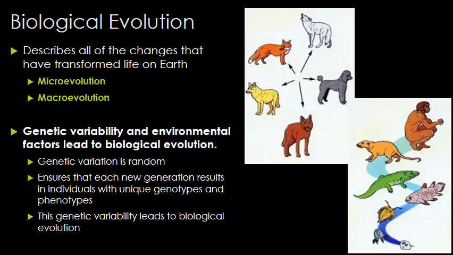Evolution describes all of the changes that have transformed life on Earth, starting from the most basic early beginnings to the wide diversity of life that we see today. Overall, there's two major categories: microevolution, which is a small scale affecting a single population, and macroevolution, which is a large scale affecting change in species across populations. Today we're going to focus on microevolution.